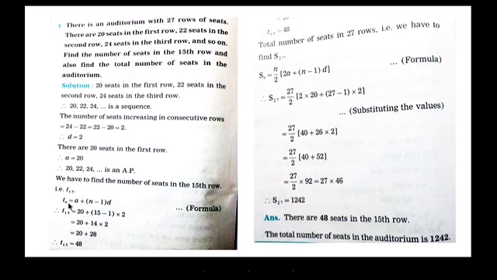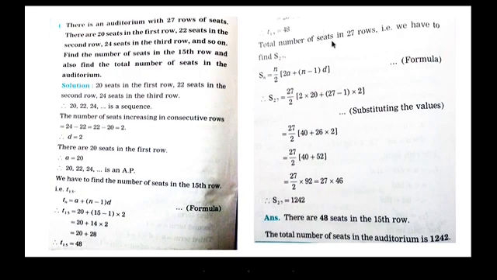We have the formula Tn is equal to a plus n minus 1 into d. a is 20 and d is 2. n is 15. So we have T15 is equal to 20 plus 15 minus 1 into 2. So on solving we have 20 plus 14 into 2. That is 20 plus 28, which is equal to 48. Okay, so there are 48 seats in the 15th row.